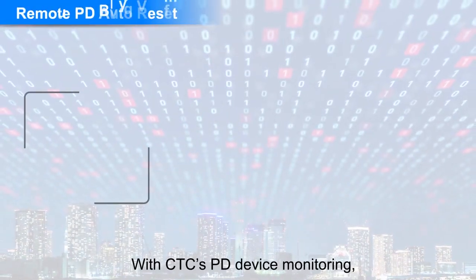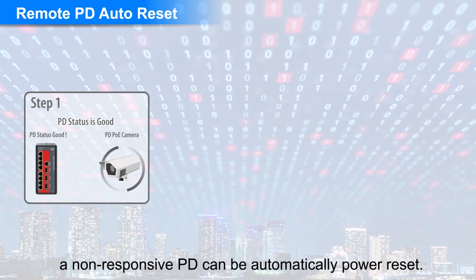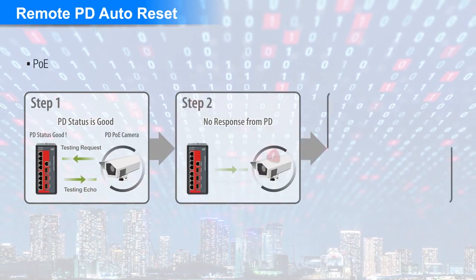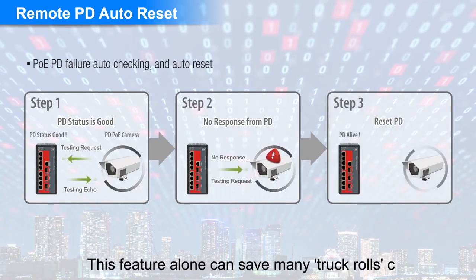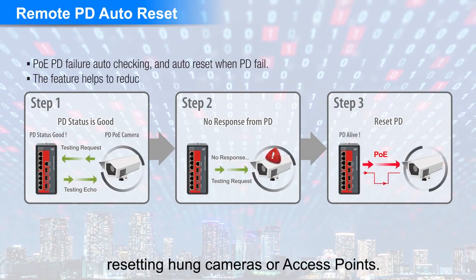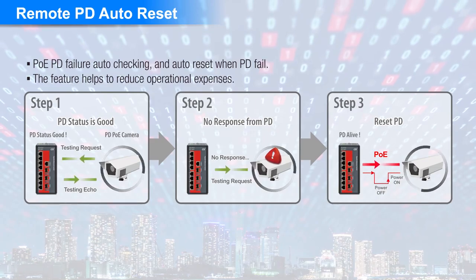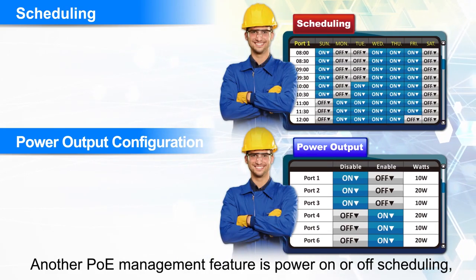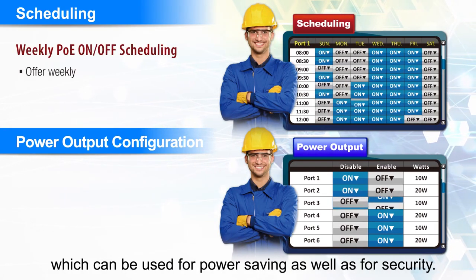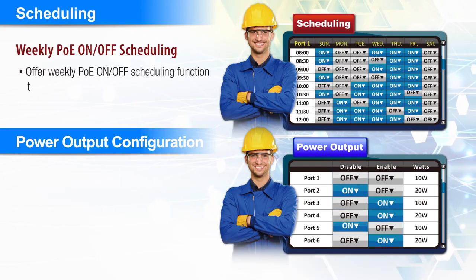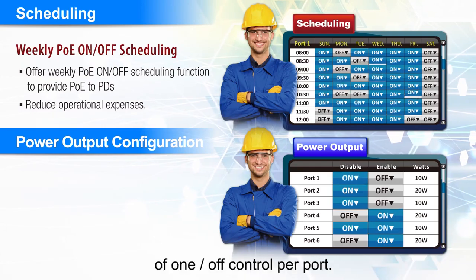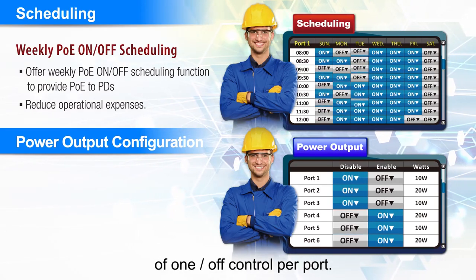With CTC's power device monitoring, a non-responsive PD can be automatically power reset. This feature alone can save many truck rolls resetting hung cameras or access points. Another PoE management feature is power on-off scheduling, which can be used for power saving as well as for security. Flexible programming allows for an entire week's schedule of on-off control per port.